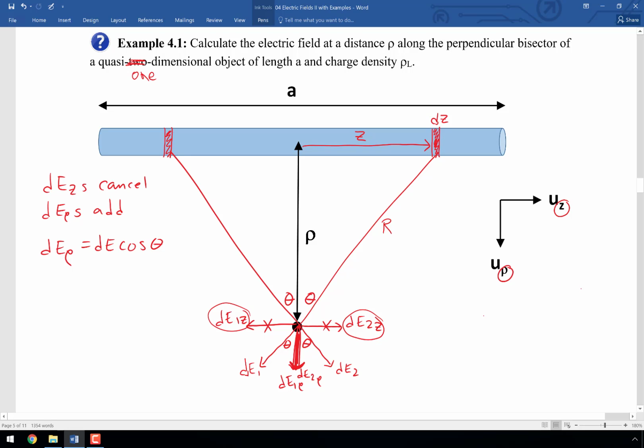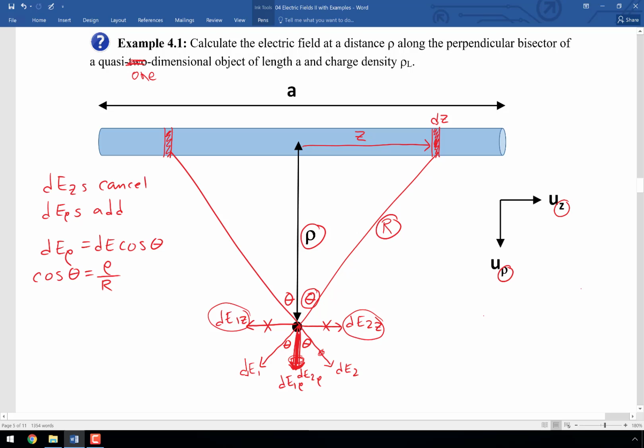Notice that the cosine is going to take the adjacent side, which in fact is this side right here, divided by the hypotenuse, which is this side right here. And so when I take the ratio of those two, I end up with dE rho is equal to dE times the cosine of theta. You might say to yourself, well, how does that help us? Well, it turns out that we actually do know what the cosine of this theta is. The cosine of theta is rho divided by r.